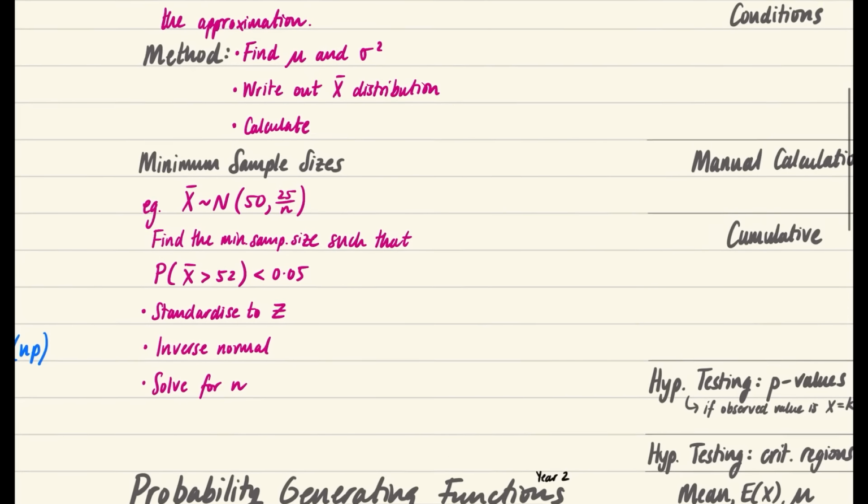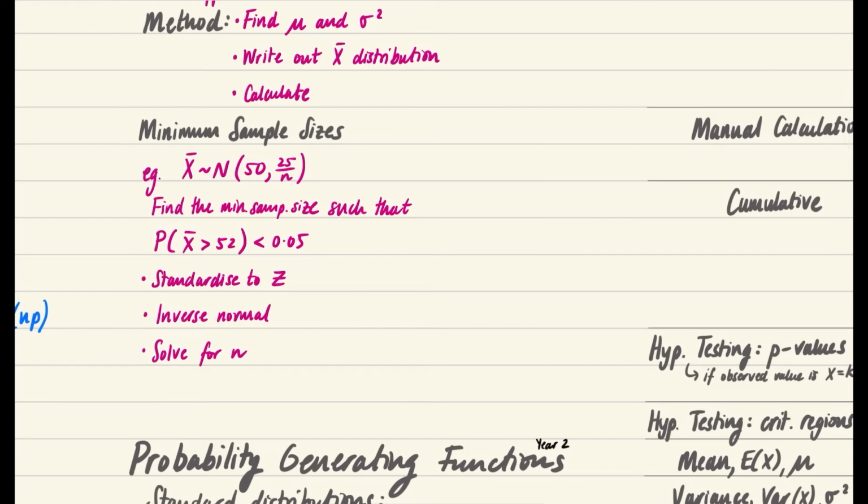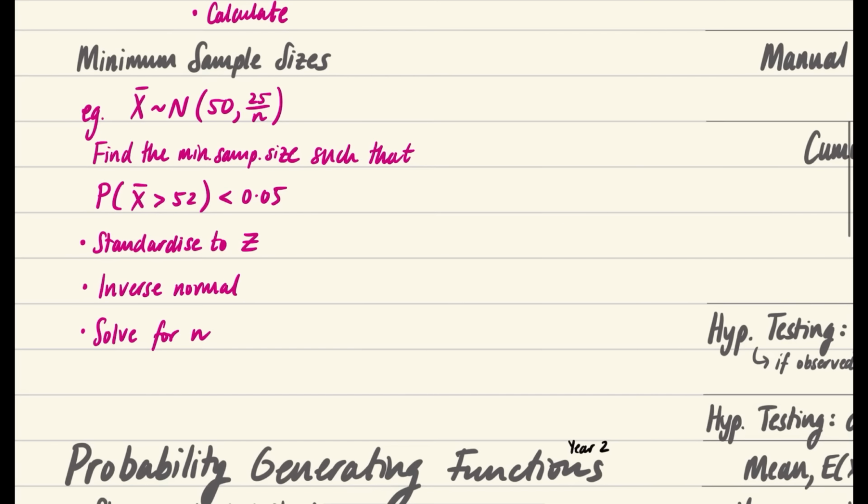Now this is probably the only part of this document where I'm actually going to do a little bit of a question, because this is a bit harder to explain. But if you're doing the central limit theorem and they ask you something about a minimum sample size, I wanted to really critically show you exactly how this should be done.